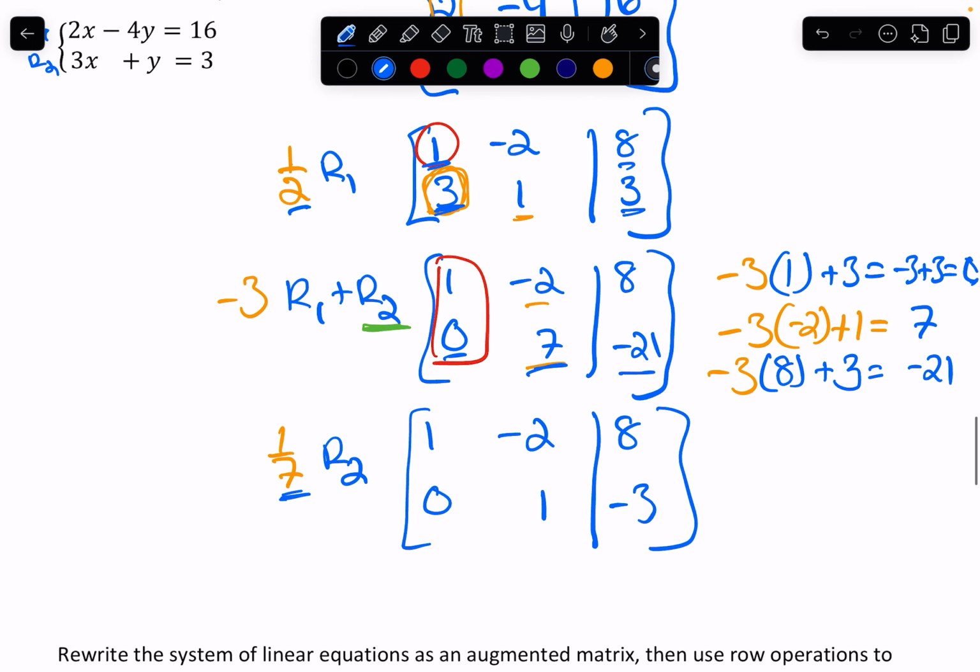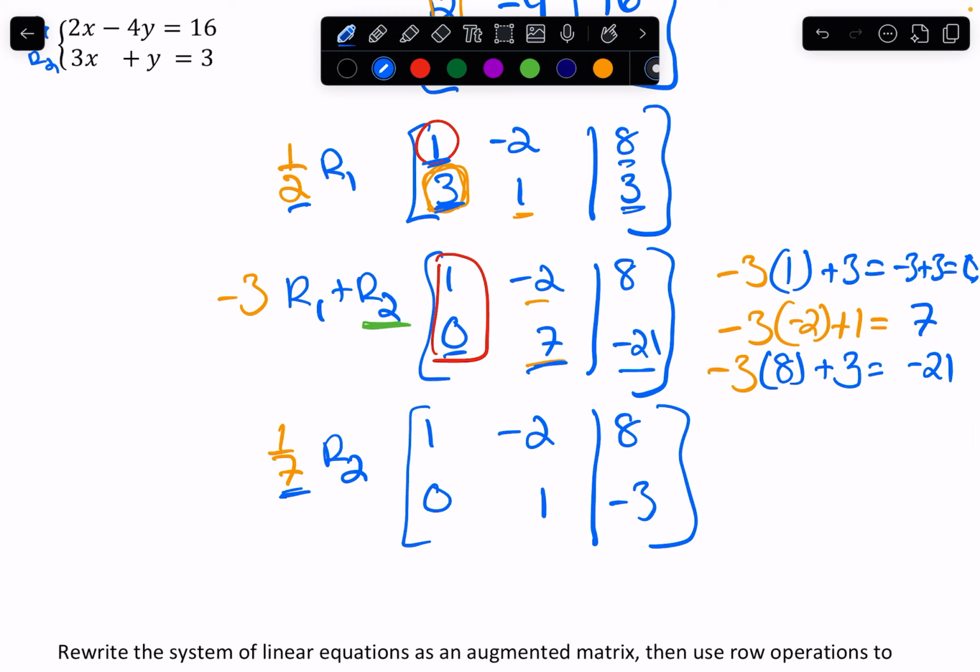Now we can see that we're able to write with this row, the row 2, we can actually write y equals -3. Our first row would be x minus 2y equals 8.